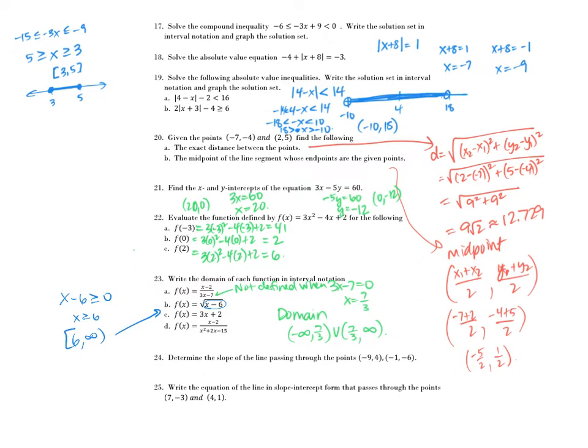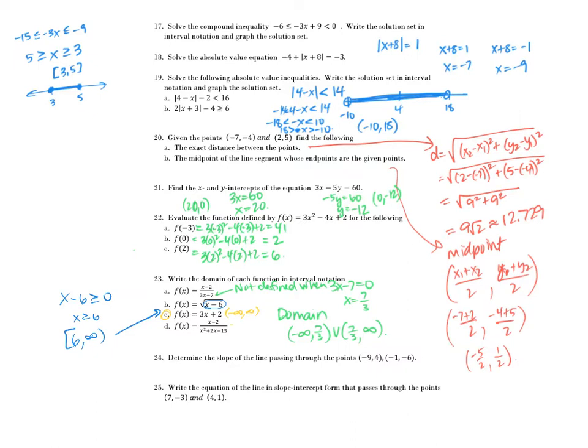On C, we'll do that one in yellow. 3x plus 2, this is just linear. It's actually defined for all x, so negative infinity to infinity on that. I don't have anything in a denominator I need to worry about or anything under a square root.